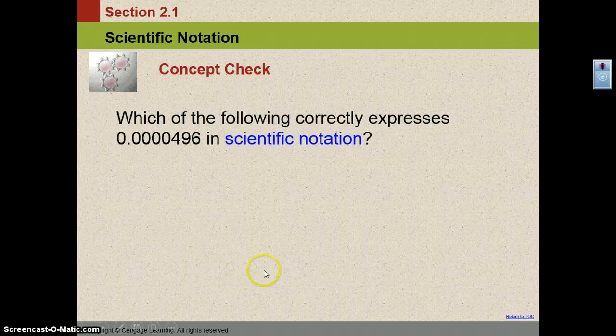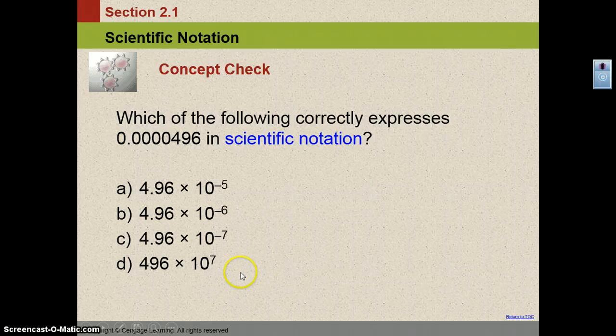Which of the following correctly expresses this number in scientific notation? So we look at it, and the decimal point is going to have to be moved to the right. So that's going to indicate a negative exponent, and we're going to move it 1, 2, 3, 4, 5 places to the right. So it should be 4.96 times 10 to the negative fifth.